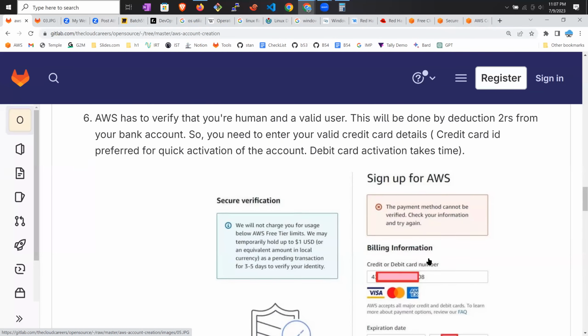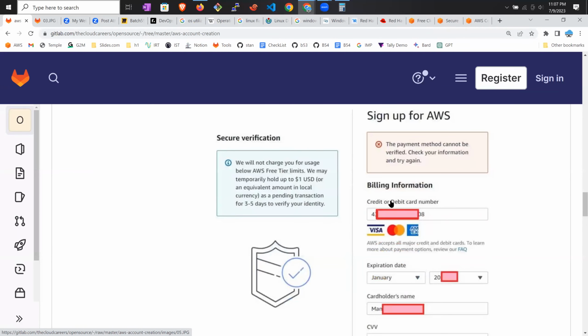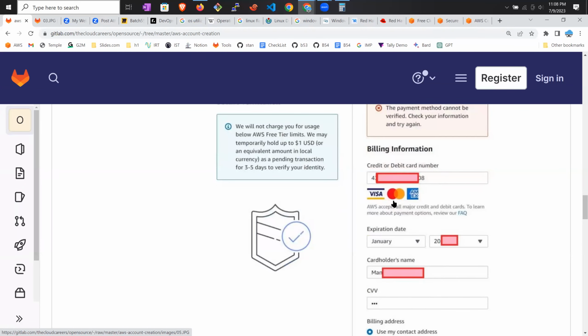So please ensure you enter your valid credit card. My preference is giving a credit card. If you give your credit card, Amazon will deduct 2 rupees from your account. Within less than 15 minutes, your account will be activated if you use a credit card. But if you use a debit card, it takes 1 to 2 hours, a maximum of 24 hours. But if you use a credit card, less than 15 minutes, your account will be activated.